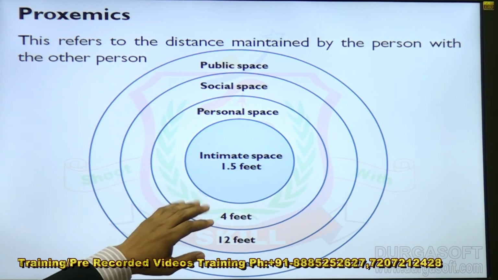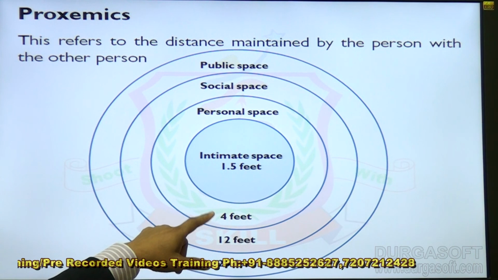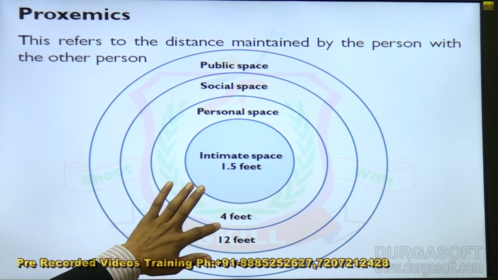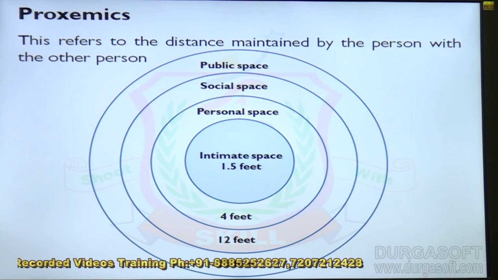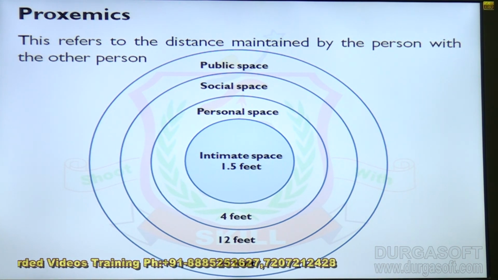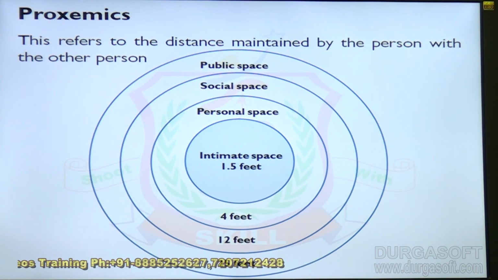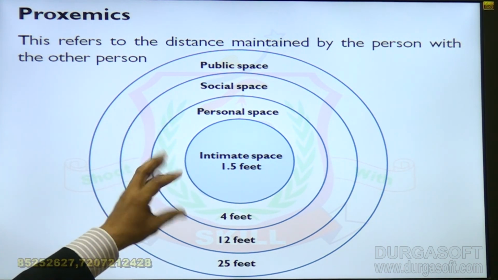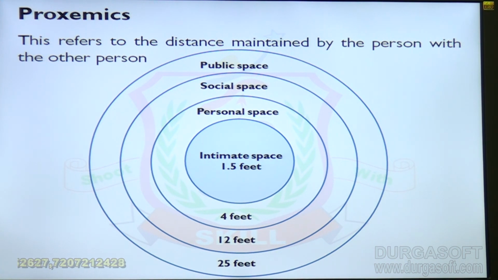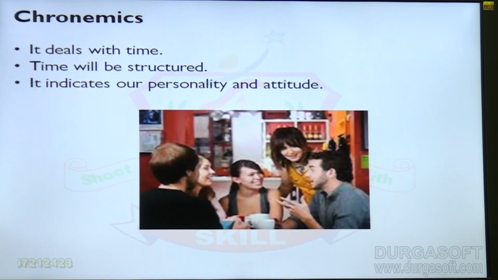And if the distance between these two people is within 4 feet, then it is known as personal space. And if it is 12 feet, social space, and if it is beyond 12 feet, or anything up to 25 feet or more, it is known as public space. So when two persons are interacting, they will interact within these circles, and this distance is known by various names: intimate space, personal space, social space, and public space.